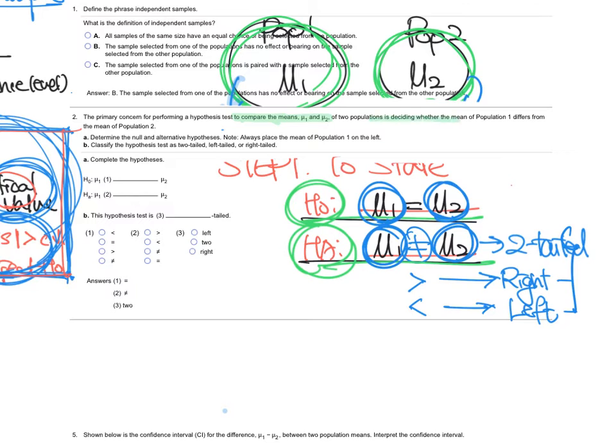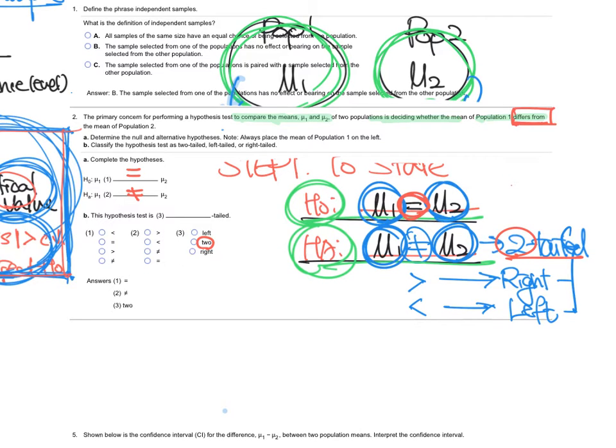One is from population number 1 and the other one is from population number 2. But can you see here? It says differ from. So because of the key words differ from, it must be not equal to. But always in the null, we have to assign the equal sign. And the not equal to will be the two-tailed. Okay, it's the same thing.